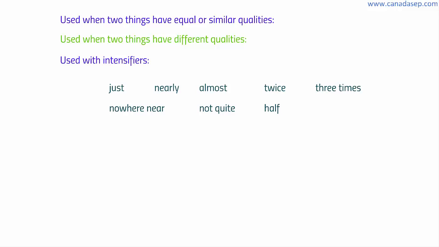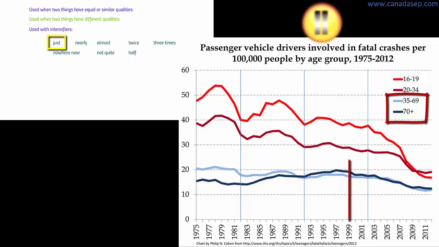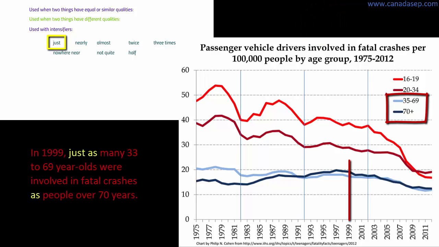I will show you some graphs. You should pause the video and make sentences with the clues given. Compare these two age groups in 1999. In 1999, just as many 33 to 69-year-olds were involved in fatal crashes as people over 70 years. As you can see, just as means the two things are almost the same.